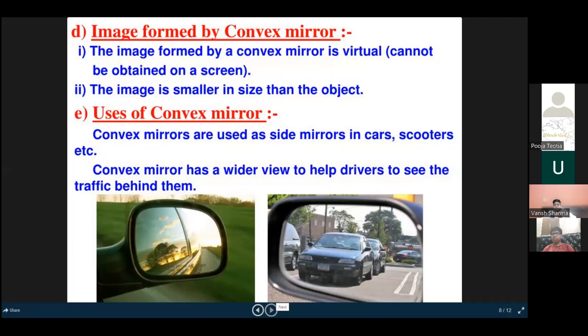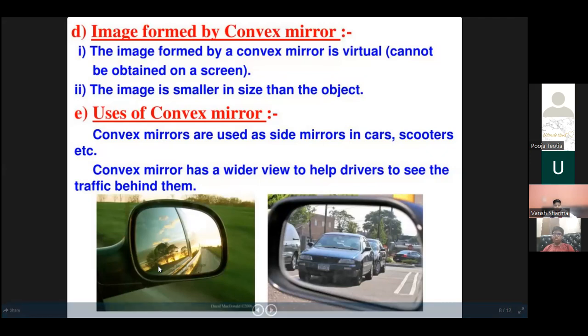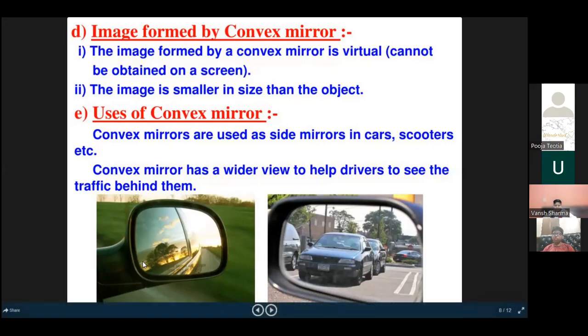And what kind of image are we seeing in this? Smaller, tell me. Smaller image we are able to see. So the image formed by the convex mirror is virtual and smaller. That's why it is used as a side view mirror in cars, scooters, etc. Did you understand? And how does this convex mirror help the drivers to see the traffic?